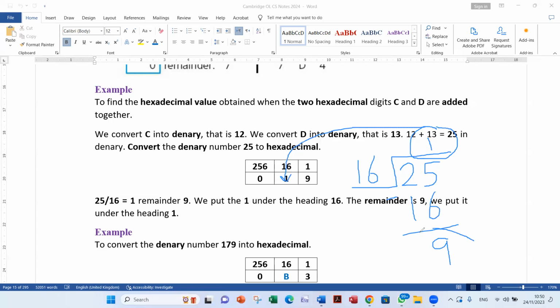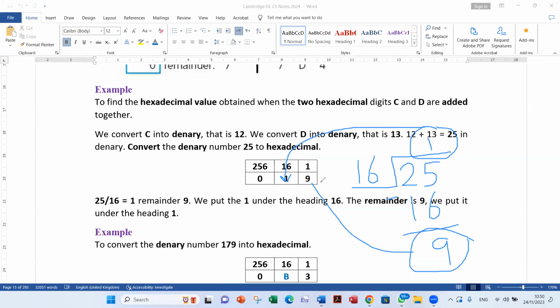And that remainder, put it here. And that's it. So 25 in denary becomes 19 in hexadecimal. Okay? So when you have 2 digits, just divide by 16 and find the remainder. And if you go to the example above, it will be the same concept, but at that time there were 3 digits. Okay? I think you will only be dealing with small numbers.